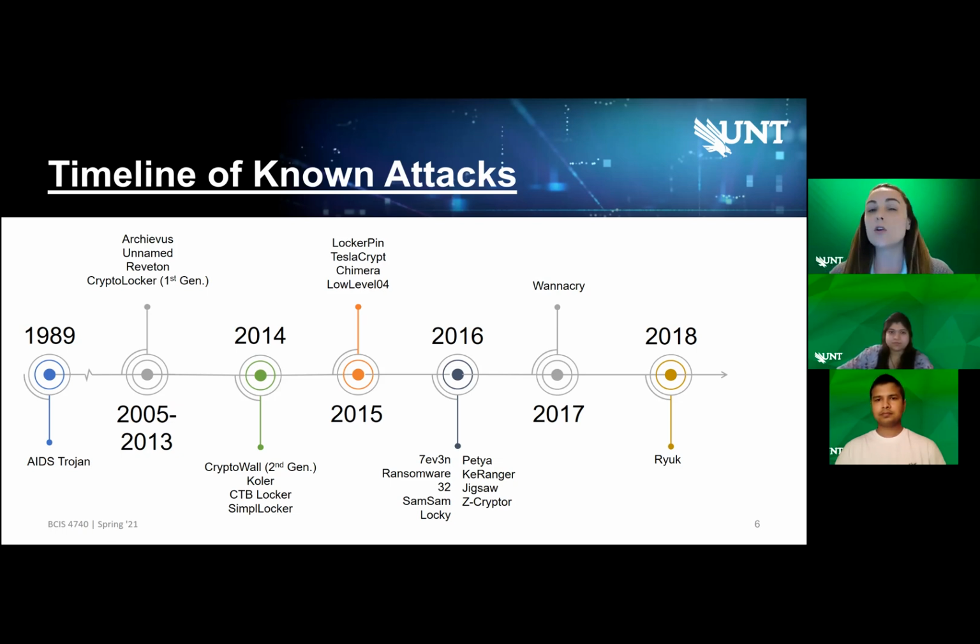attacked nearly 250,000 machines across 150 countries. This single attack caused $4 billion in losses globally. It's thought that this piece of ransomware was actually developed by the NSA before it was stolen and then deployed maliciously. And in 2018, Ryuk was launched.